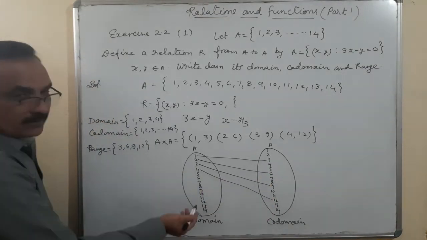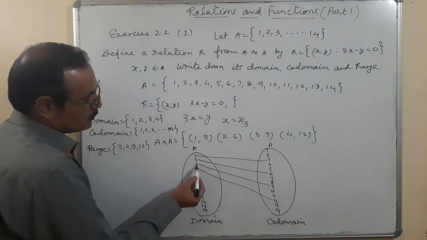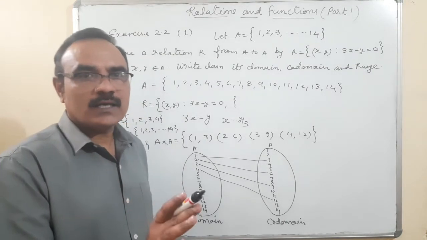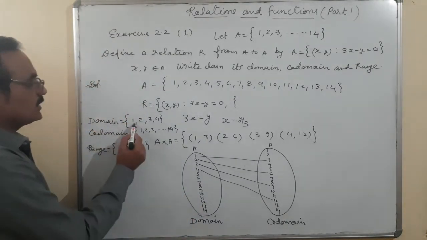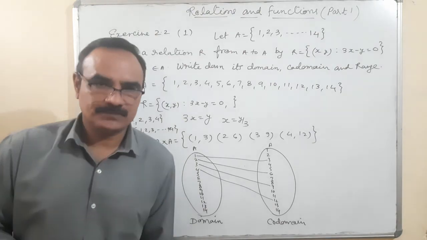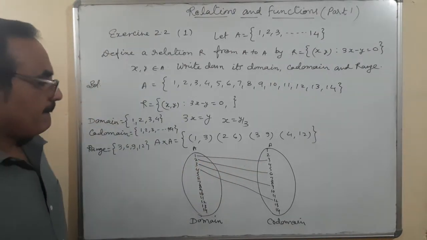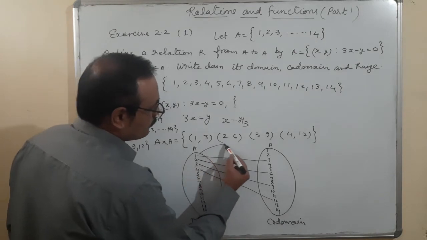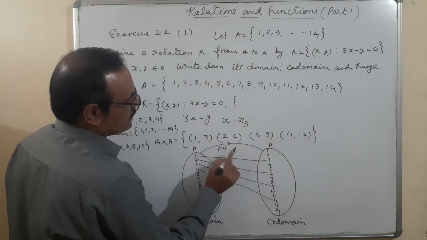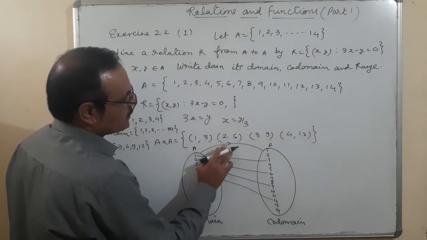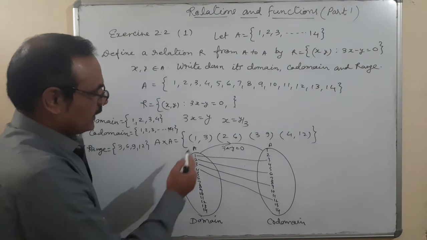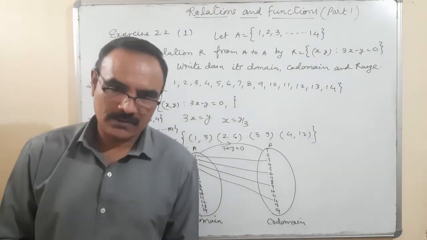Here we will not confuse this: only those elements which are mapped with elements from the codomain are called elements of the domain. So the domain is only 1, 2, 3, 4. We cannot write 1, 2, 3, 4 up to 14; that is the set's elements. So this is the relation between domain and codomain. Which type of relation is it? f of x, but we will not use the term function. We relate them like 3x minus y is equal to 0. The x elements are from here, y from here.